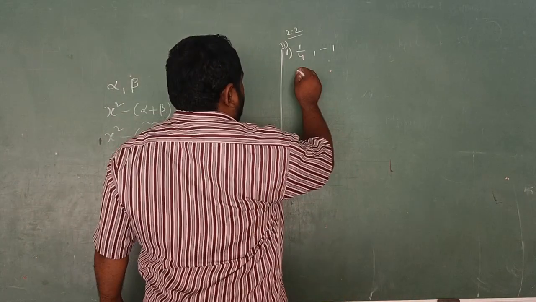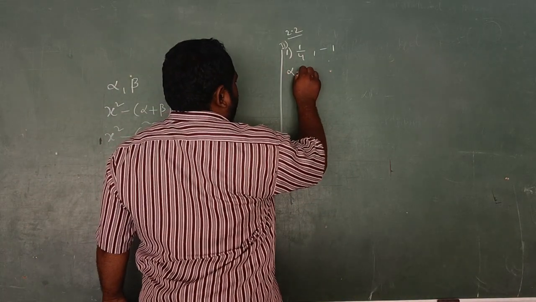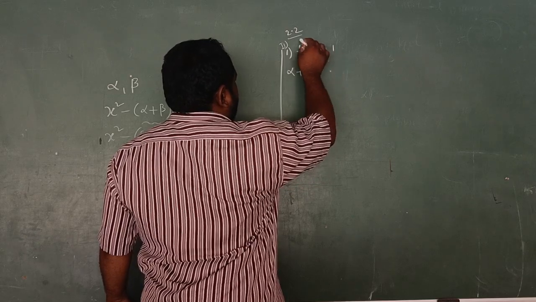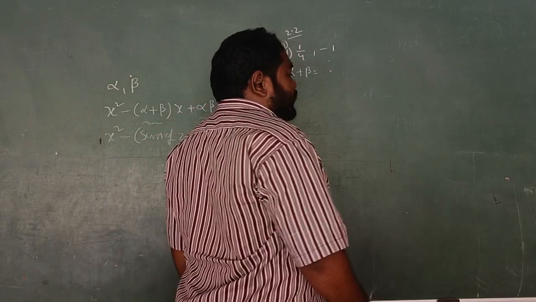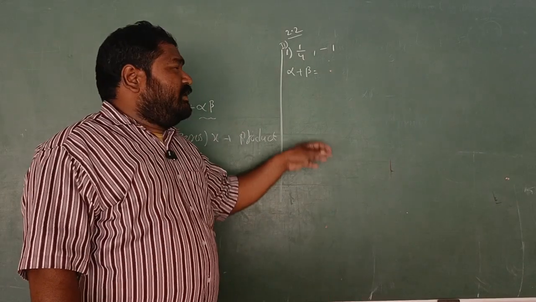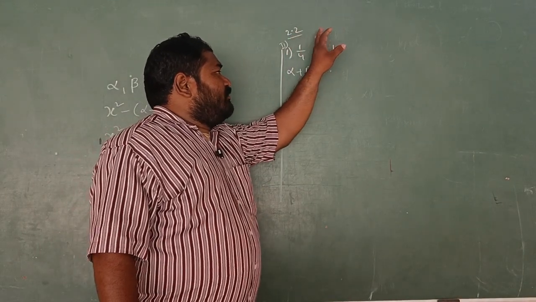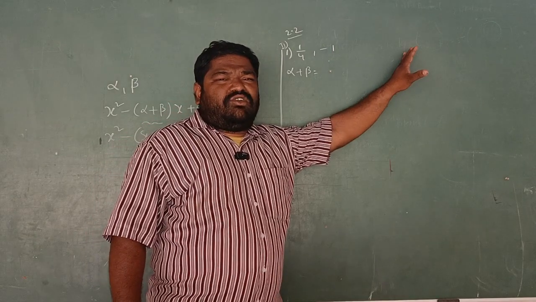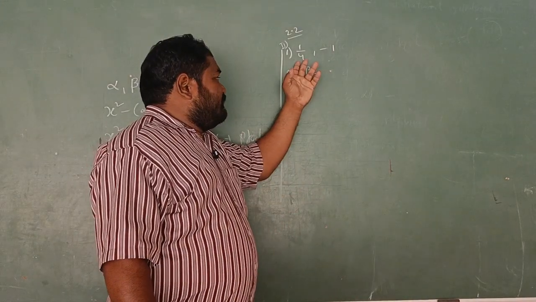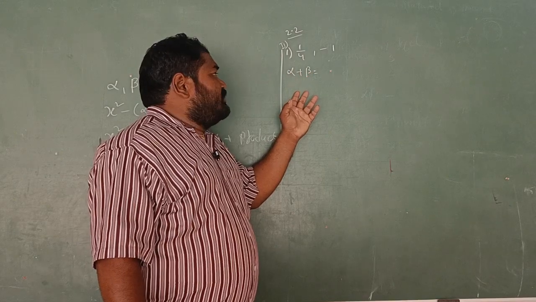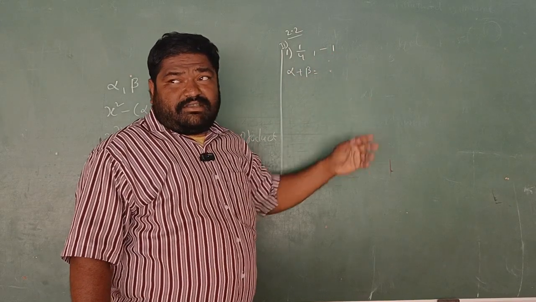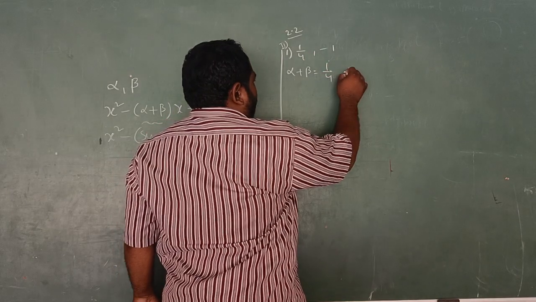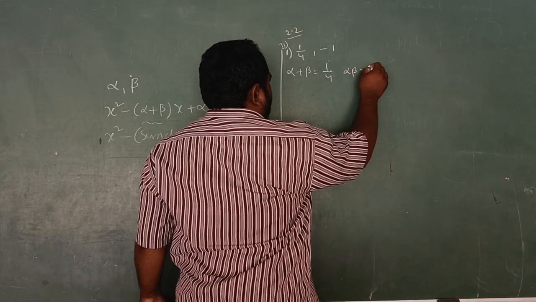Here, alpha plus beta is the sum and the other is the product, as already given in the heading. The heading of the problem is: find the quadratic polynomial, the sum of zeros and product of zeros are given. Therefore, the first one is the sum, alpha plus beta equal to 1 by 4, and the product alpha into beta equal to minus 1.